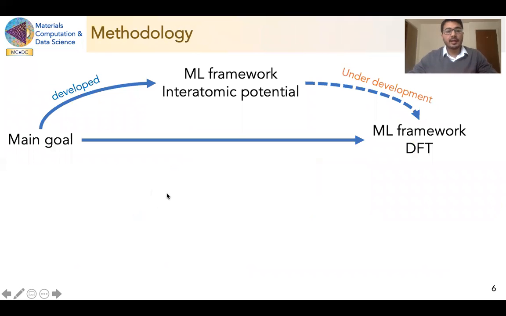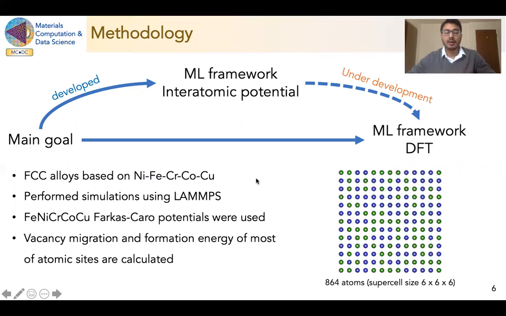Now, our main idea is to develop a framework for the DFT calculations, but we want to take advantage of interatomic potential calculations, as these calculations are relatively cheaper and a large number of calculations, thus a large number of data points, are easily gathered. So we have developed a machine learning framework for interatomic potential calculations, and our next step is to develop or test this framework on the DFT calculations.